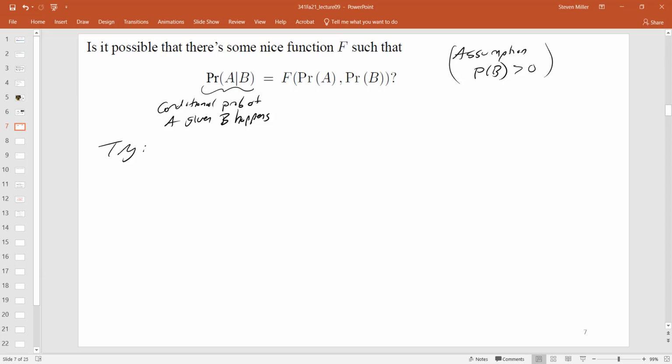Okay, so B would be the entire space. B equals omega, the entire space. So the probability of B equals 1. What should be true in this case? Yeah, because if B happens with 100% certainty, then the probability of A given omega is just the probability of A. Okay. What's another interesting case to take? You've got to give me an interesting pair A and B.